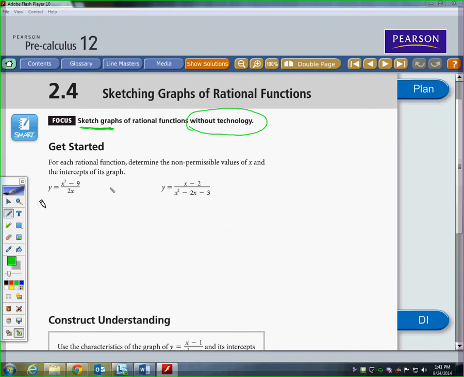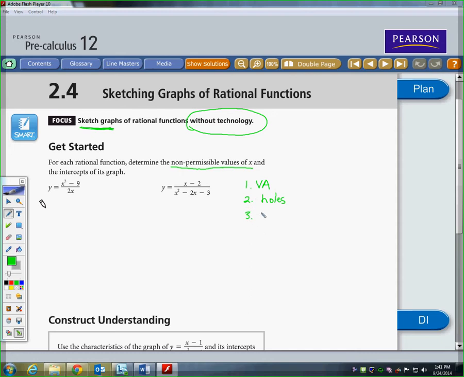The getting started is really an example of what we're going to be doing this whole lesson: sketching graphs. The key for sketching graphs is, first of all, looking at the non-permissible values of x. That would be step number one. Once you find them, non-permissible values are going to give you either the vertical asymptotes or the holes. So the first step would be to look for the vertical asymptotes or holes, and we'll remind you once again how to differentiate between those two.